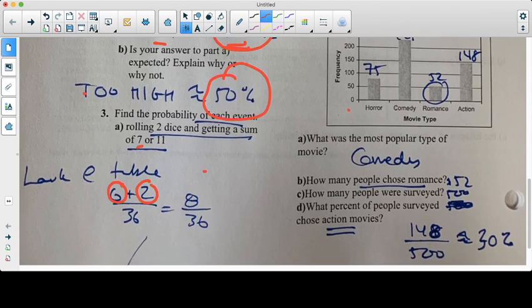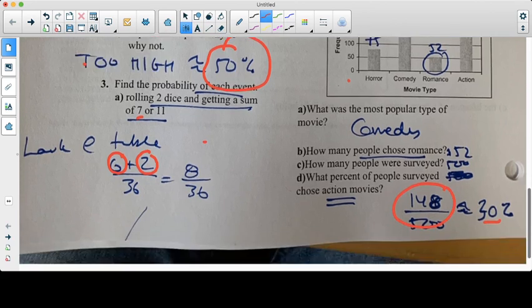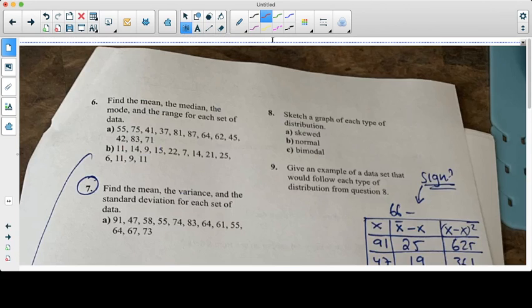It's fine. Total, how many were surveyed? I added all these up, and I got about 500. And 148 out of 500 like action movies, which is about 30%. So if your answers are a little different, don't worry about it.